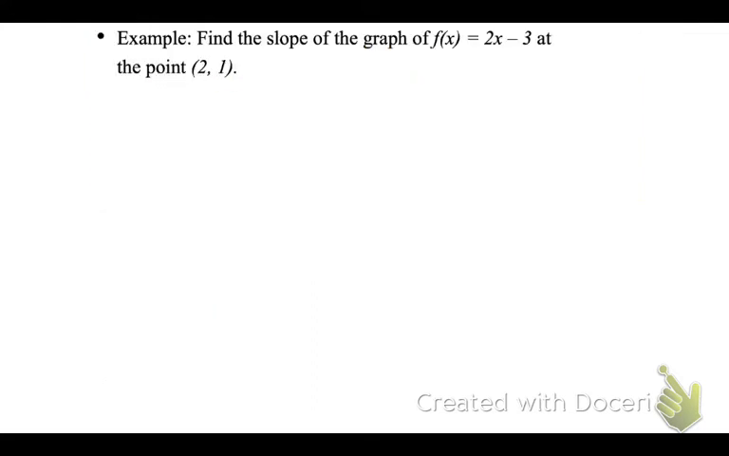Okay, find the slope of the graph 2x minus 3 at (2, 1). Now you all better tell me the slope is what? I'm gonna say 2. Is 2. Yes, that is linear. But we are not going to simply be satisfied with our knowledge of linear equations. We are going to use the tangent line formula that I just gave you.